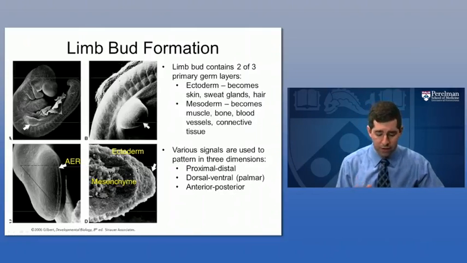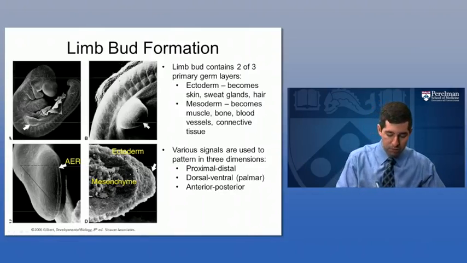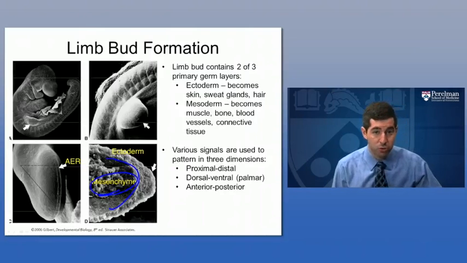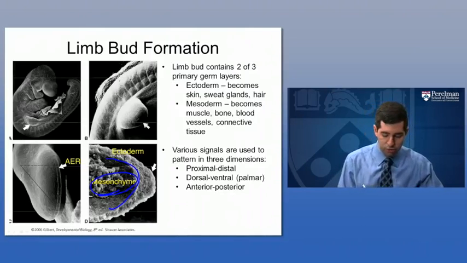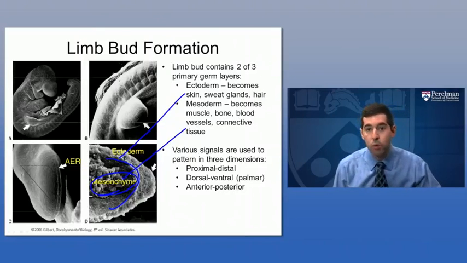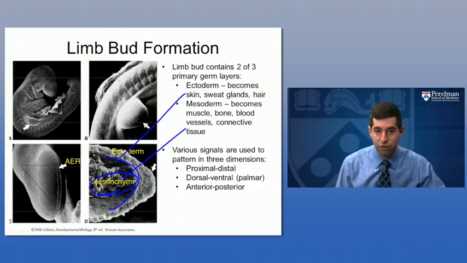So you can see here, we do have that ectoderm here on the outside, and the mesenchyme here being derived from that mesodermal tissue. That ectoderm, again, is going to ultimately form the skin, the sweat glands, and the hair, and that mesoderm from the mesenchyme will become that muscle, the bones, the blood vessels, and connective tissue.